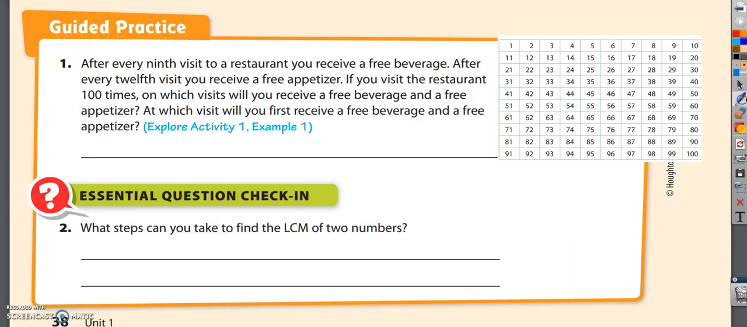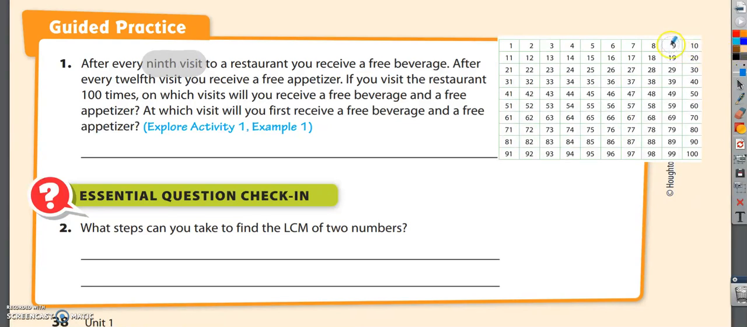And the first thing you're supposed to do is go through and figure out when you get a free beverage. You get a free beverage every 9th visit. So I'm going to go ahead and do my multiples of 9, and you can use the multiplication chart here.